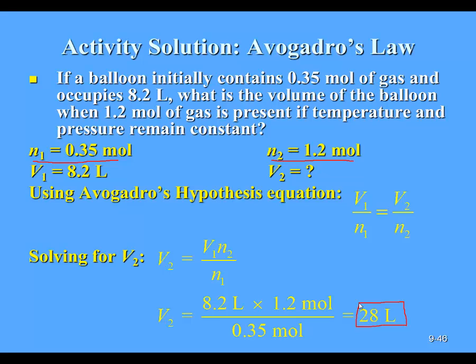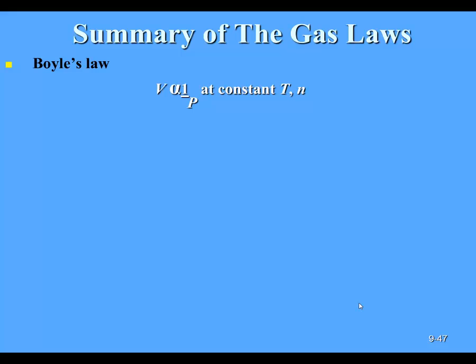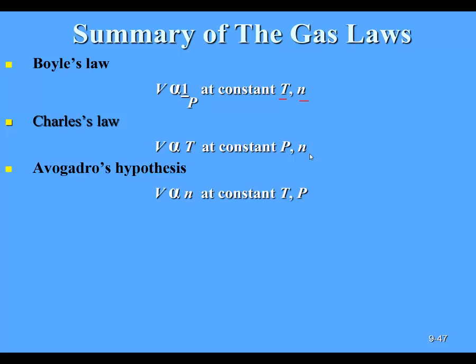Okay, now let's summarize all of the different gas laws we've looked at so far in the course. So in our last video we looked at Boyle's law. Boyle's law tells us that volume is inversely proportional to pressure, so 1 over pressure, and that's if we have constant temperature and constant numbers of moles of gas. Now, Charles' law told us that volume was directly proportional to temperature, assuming pressure and moles of gas are being held constant. We just saw Avogadro's hypothesis where we stated that volume was directly proportional to the number of moles if we had a constant temperature and pressure situation.